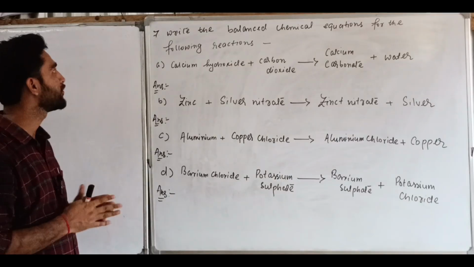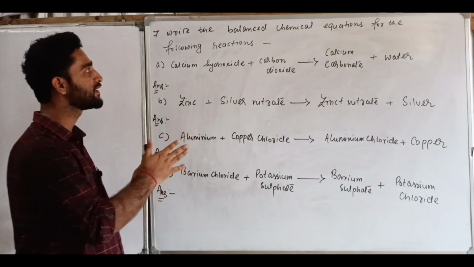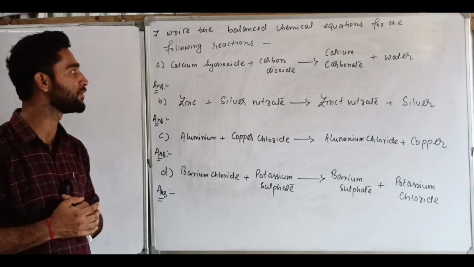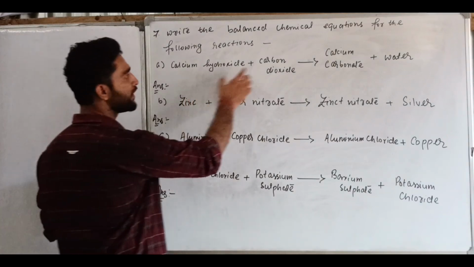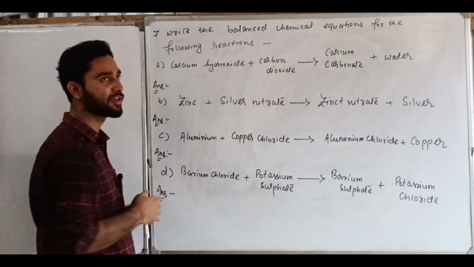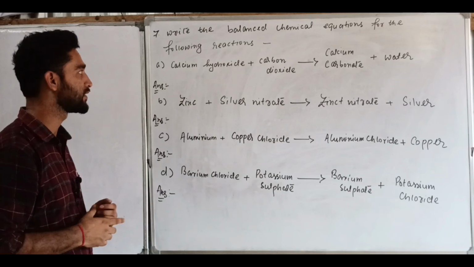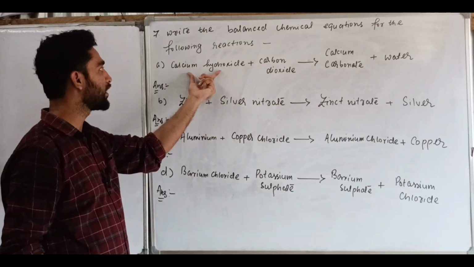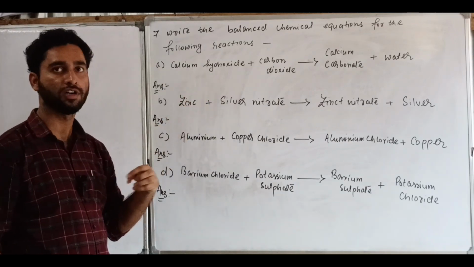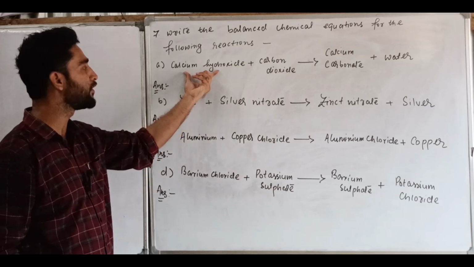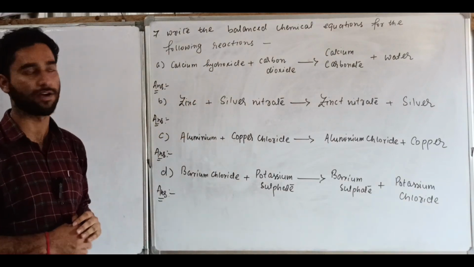Okay. Now let's see the question number 7. So this question number 7 also related to balancing the chemical equations. So here word equations are given. First we have to convert into chemical equations, then we have to balance. Now here the compound names are given. First we should know how to convert this compound name into the chemical formula.